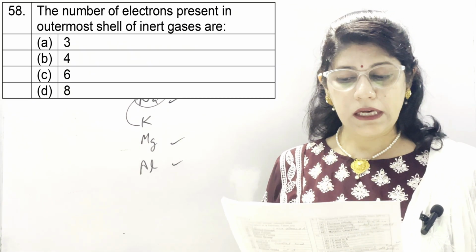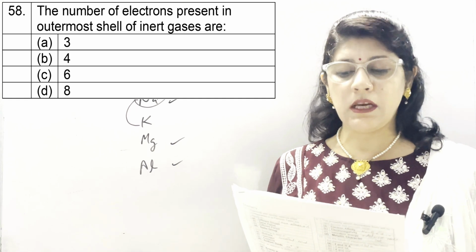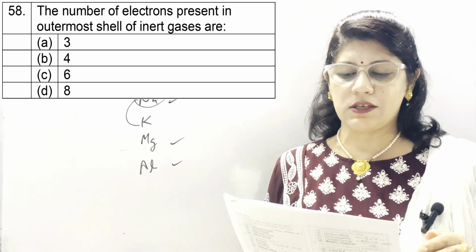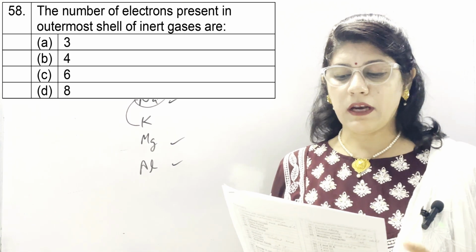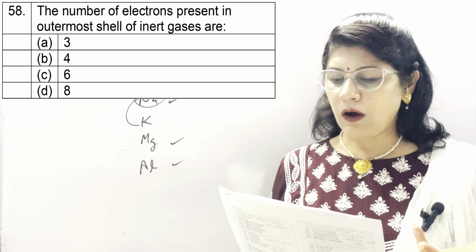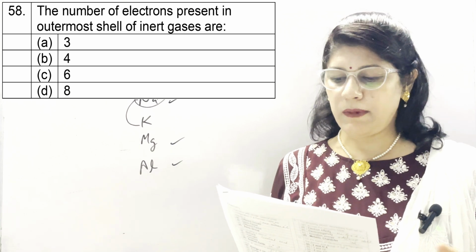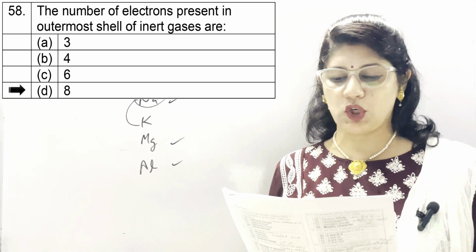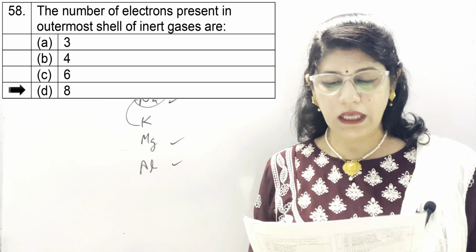Question number 58. The number of electrons present in outermost shell of inert gases are. Options given are 3, 4, 6 and 8. So we know that all inert gases except helium have 8 electrons. So correct option is 8, which is option number D.